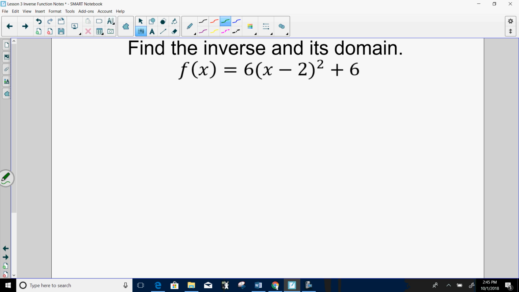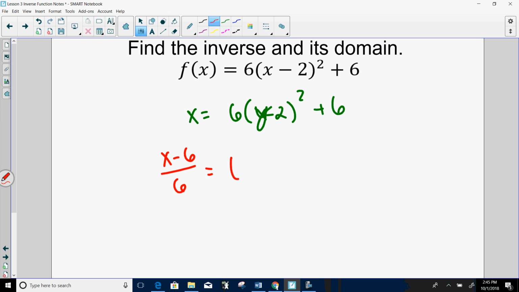Okay, here I'm going to kind of skip some steps. I'm going to take y, put that there, and then switch. x equals 6 parentheses y minus 2 squared plus 6. It's supposed to be y there. Now I'm going to solve, move the 6 to the other side, divide by 6.